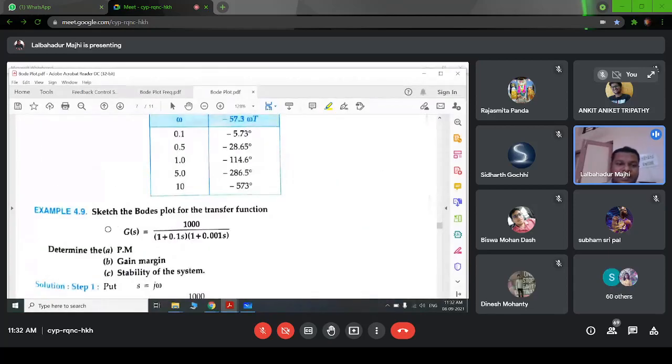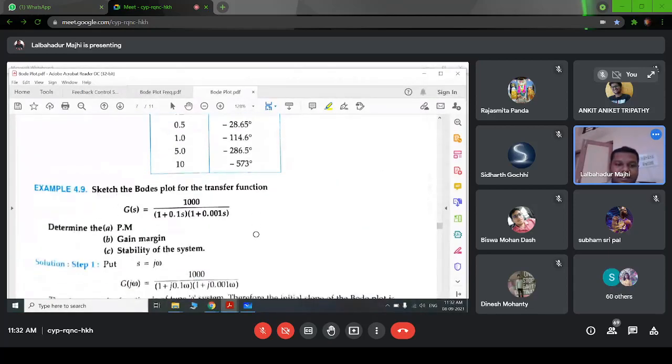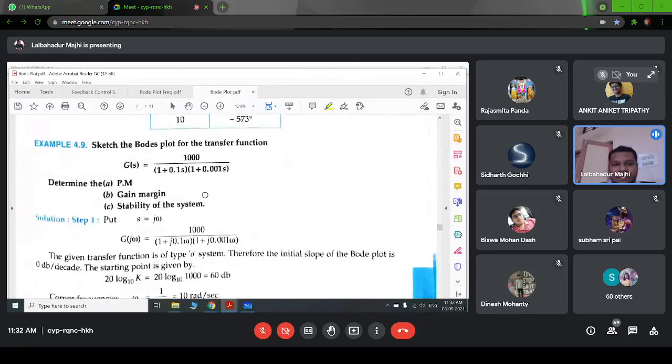So we have discussed these two examples. So this is for a type 0 system, right? A type 0 system. So what will be the initial slope? Anyone? We have already discussed this example. What will be the initial slope?